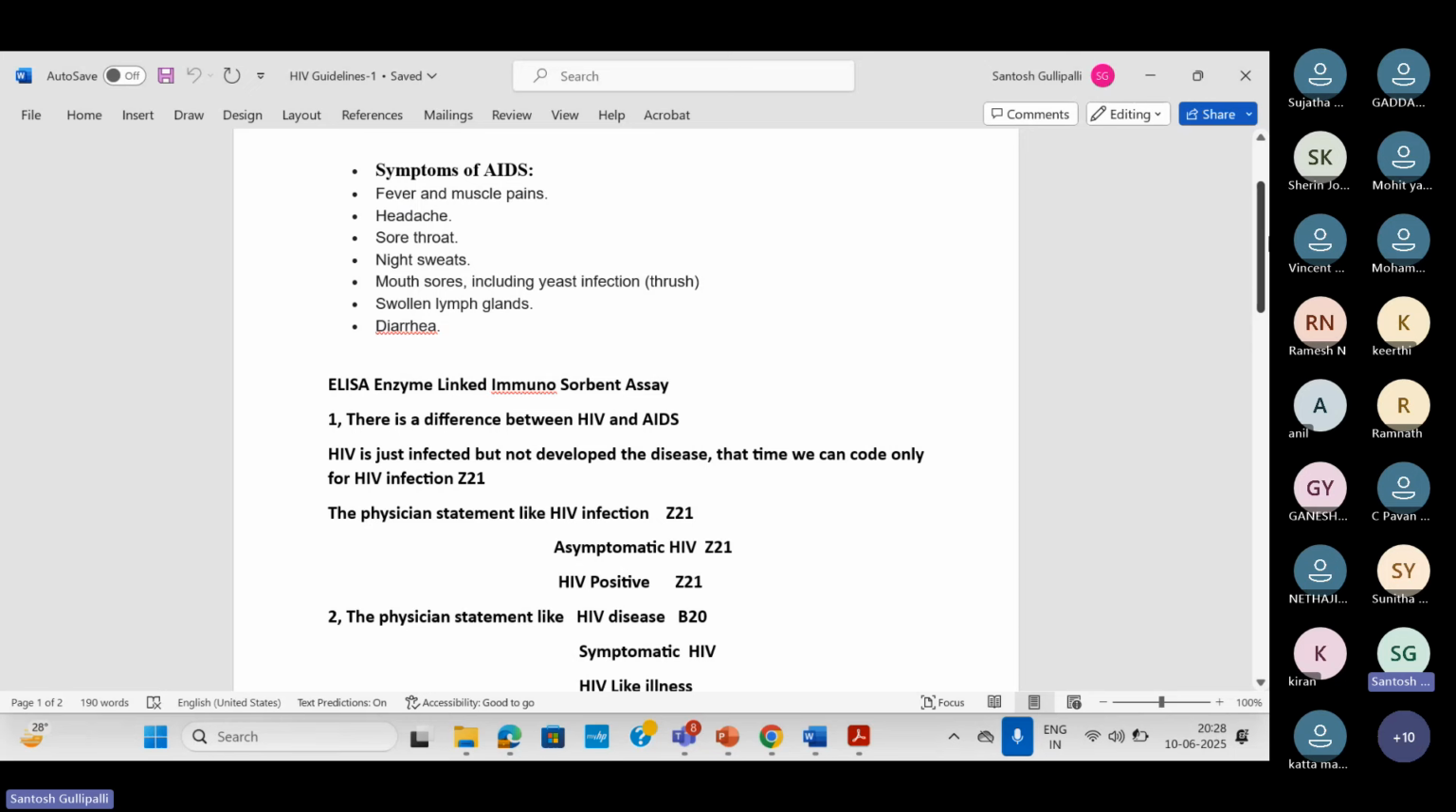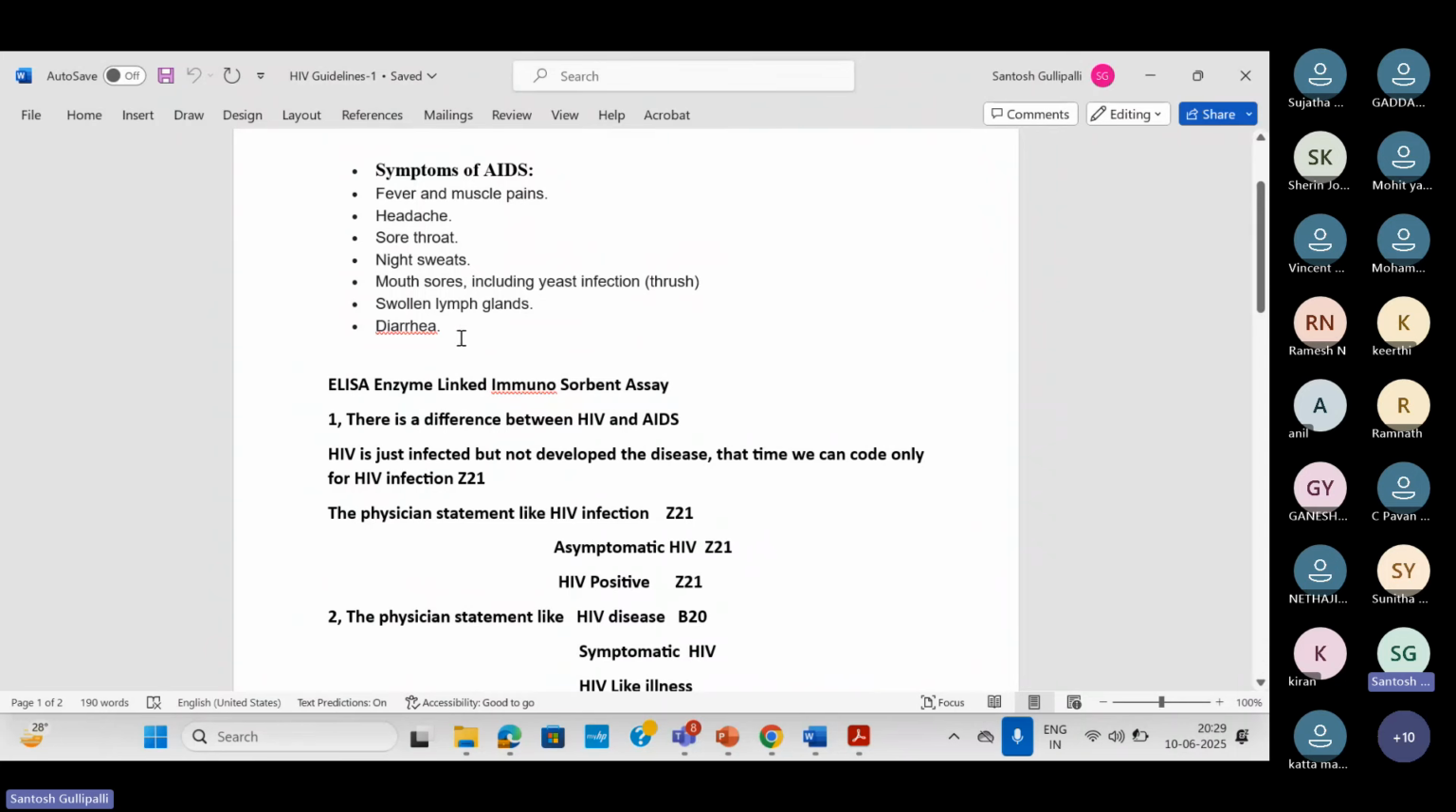In AIDS, one specific diagnosis code is there for AIDS. So at the time of AIDS, do not assign these symptoms additionally with AIDS, because these symptoms are an integral part of AIDS. Do not code separately.